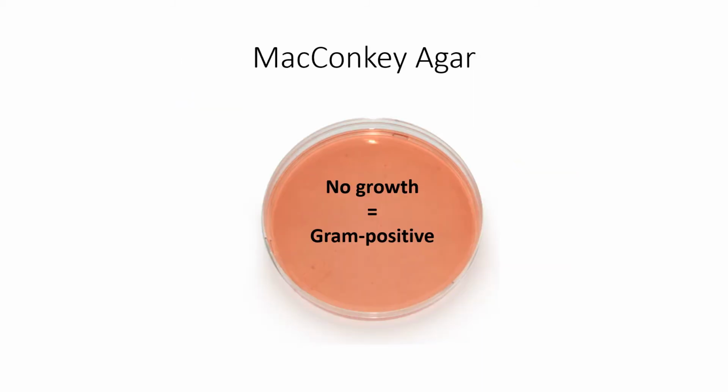Another method that we can use to identify the bacteria is by growing it on MacConkey Agar. MacConkey Agar is a selective and differential medium that only grows gram-negative bacteria and differentiates between gram-negative bacteria that can metabolize lactose and those that cannot. When we did this, there was no growth on the MacConkey Agar plate. This means that the bacteria that is infecting Kendra must be gram-positive.